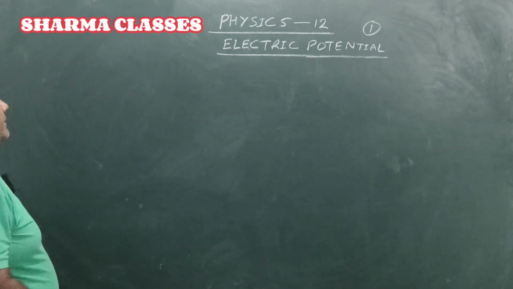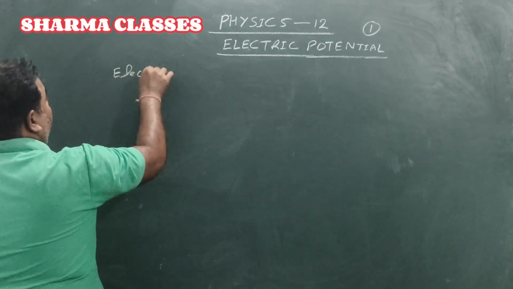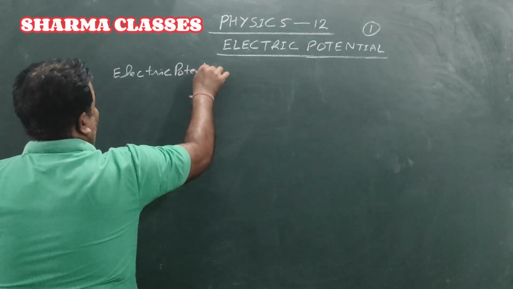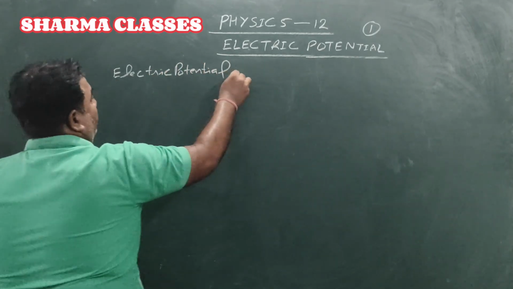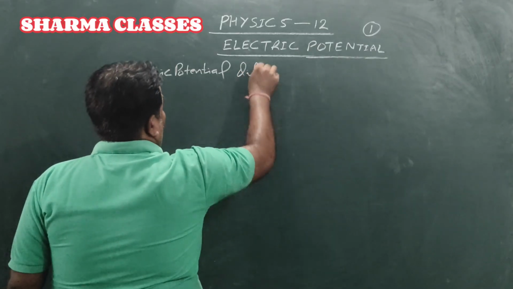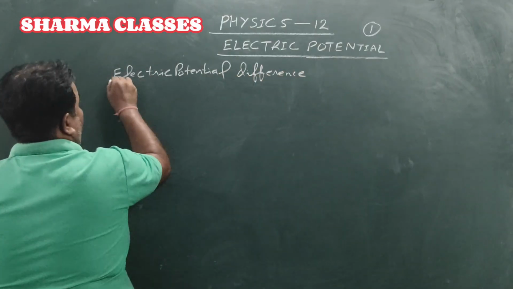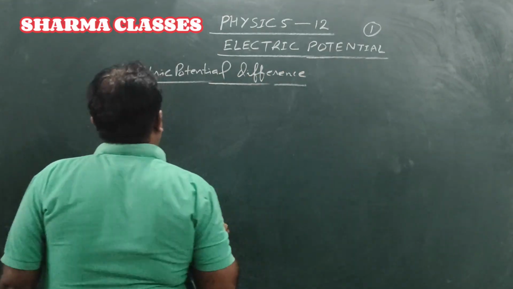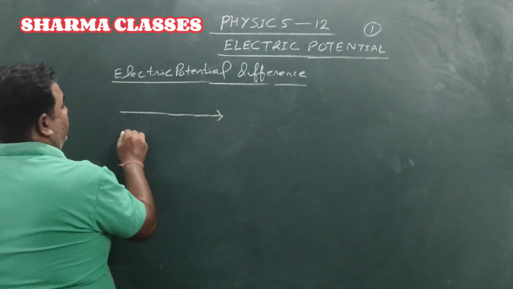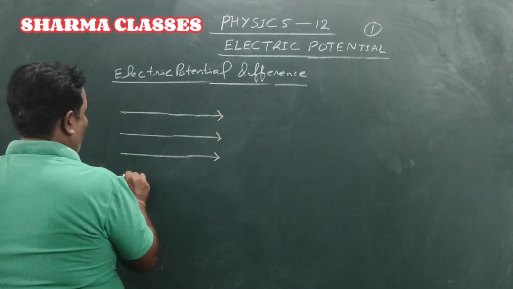Electric potential difference. What is electric potential difference? If we place any test charge, see this. This is a uniform electric field. You know that this is a uniform electric field.